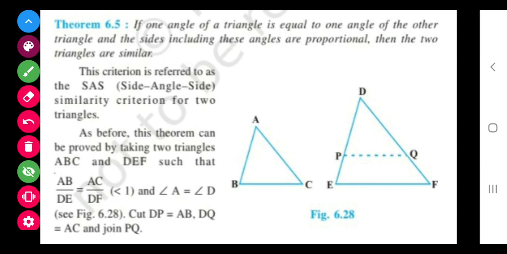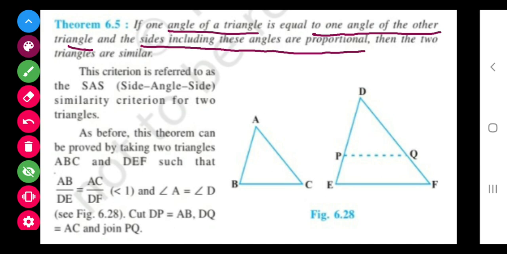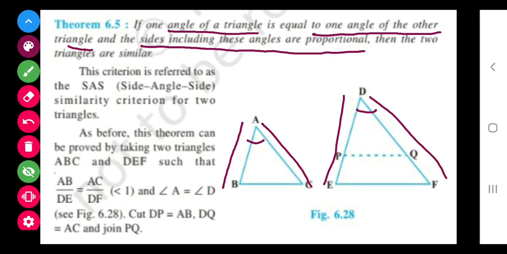Next is side, angle, side. One angle of a triangle is equal to one angle of another triangle, and the sides including these angles are in proportion. Suppose angle A is equal to angle D, then this upon this should be equal to this upon this, then only these two triangles will be similar. Side, angle, side, included angle.